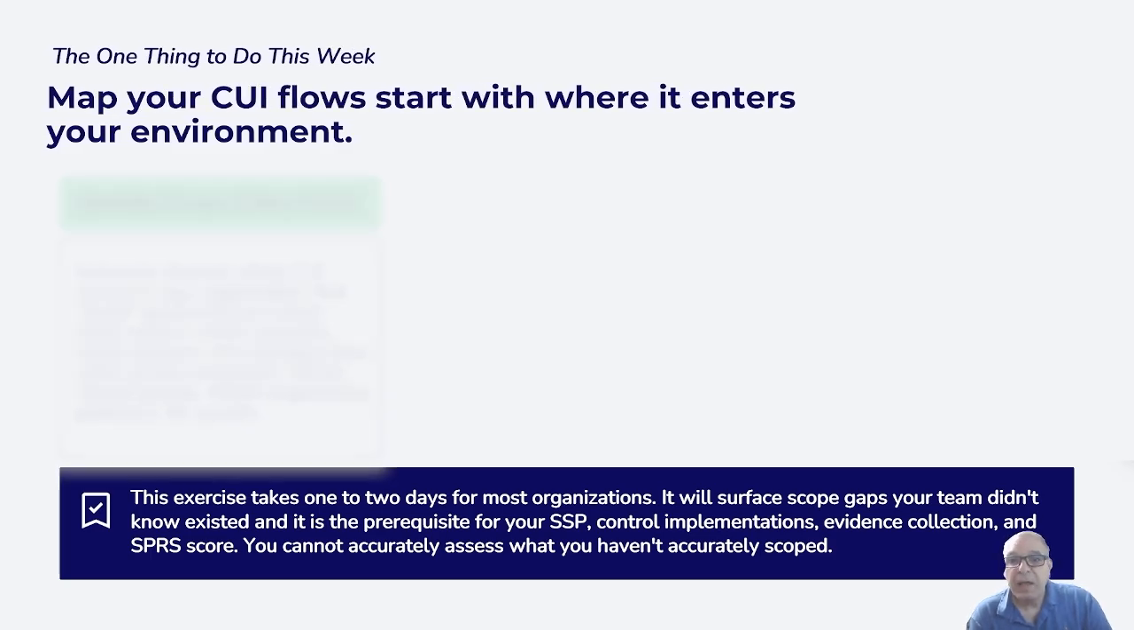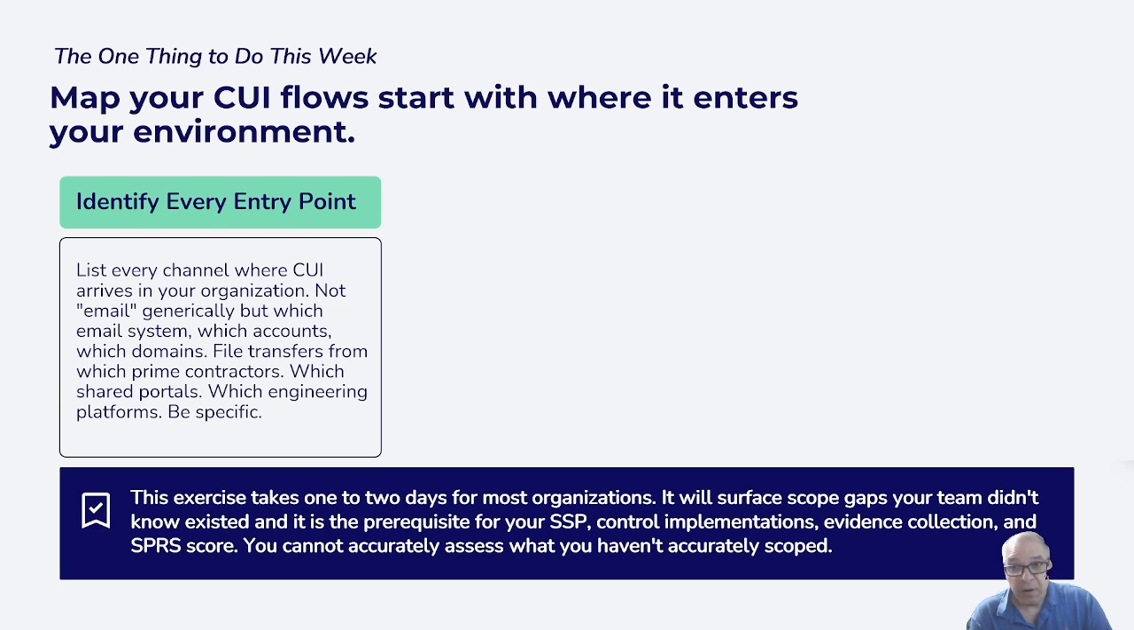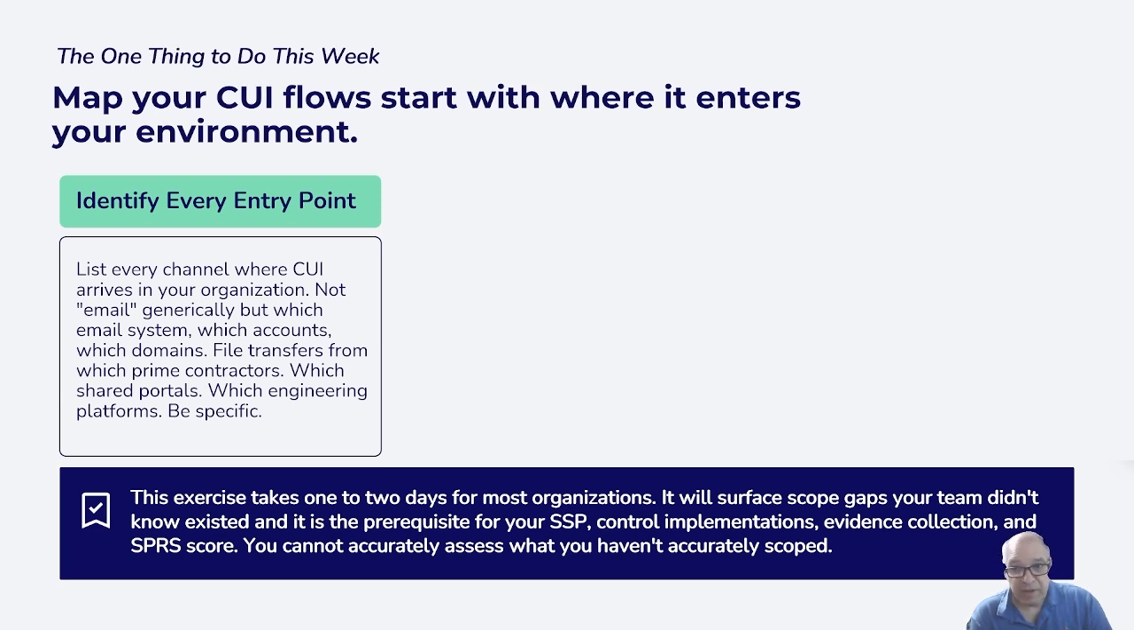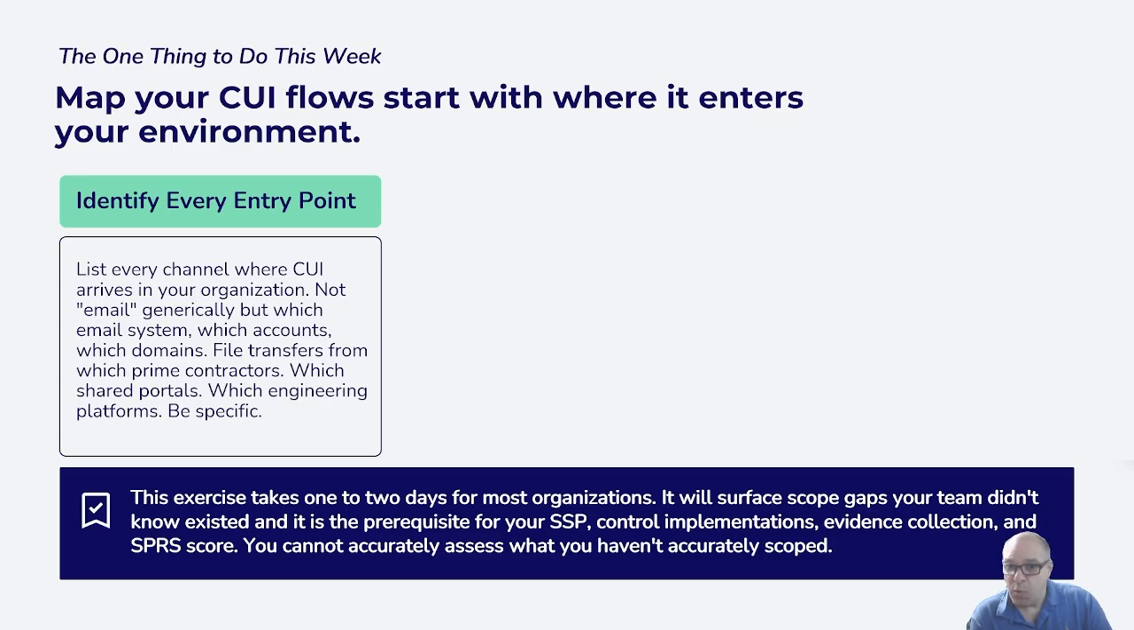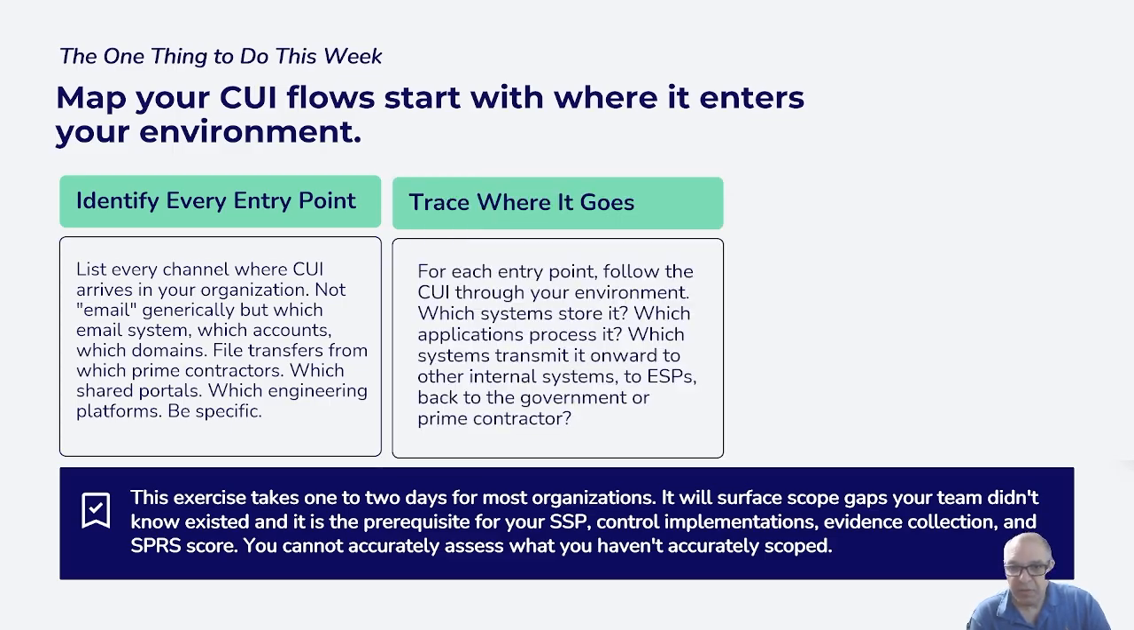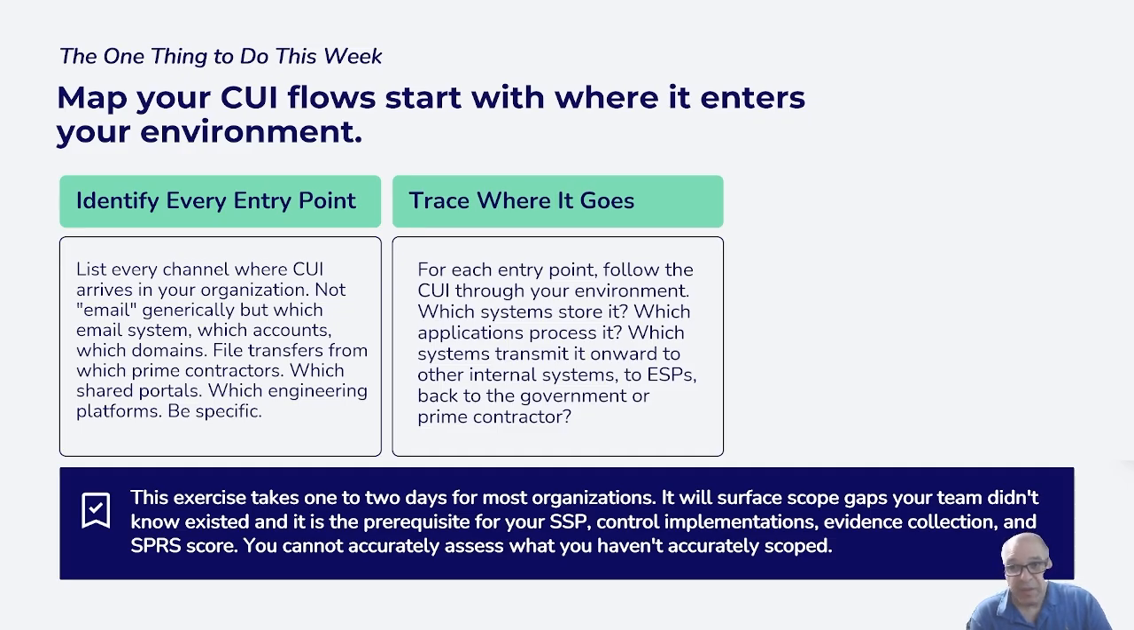Step 1. Identify every entry point where CUI arrives. Email from a contracting officer, file transfers from a prime contractor, shared portal, engineering platforms. List them specifically, not email generically, but which email system, which accounts, which domains. Step 2. For each entry point, trace where the CUI goes, which systems store it, which systems process it, which systems transmit it onward, to other internal systems, to external subservice providers, back to the government or prime.